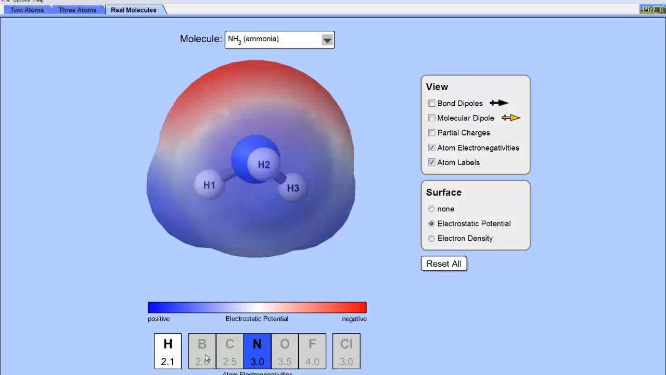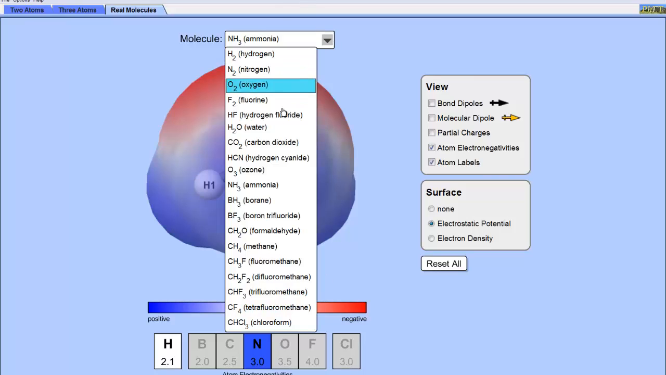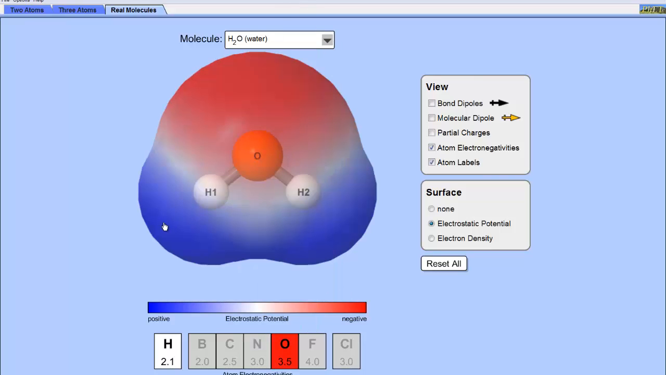If we go to water, hydrogen and oxygen, oxygen has an even higher electronegativity. We see the same behavior. The blue gets even a little deeper, the red gets a little redder, indicating that there's an even greater partial negative charge on the oxygen end, an even greater partial positive charge on the hydrogen end, thus creating even more polarity. And so ammonia and water would definitely be considered what we call permanent dipoles.